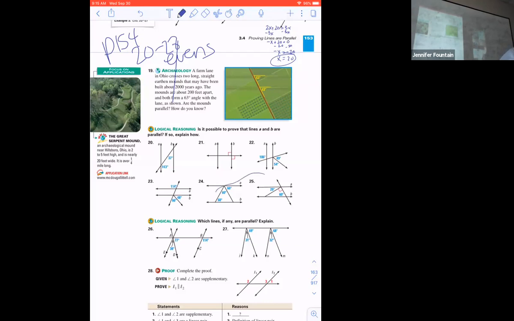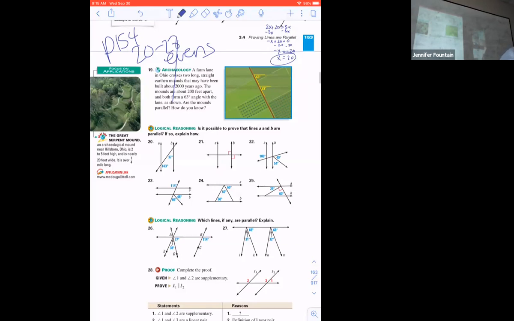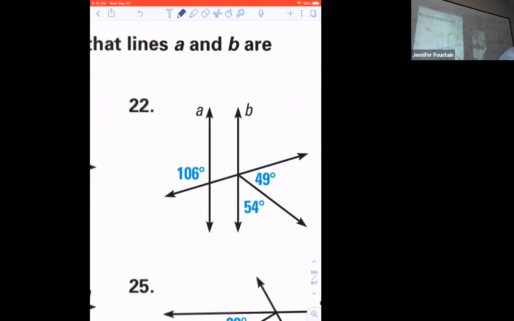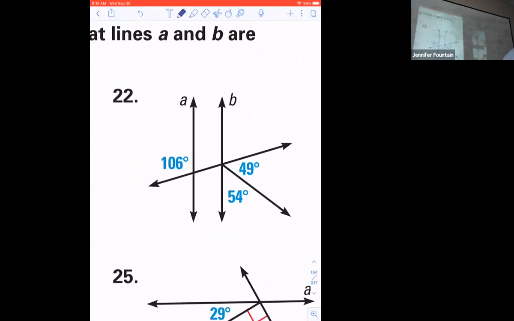Look at these. I've got an angle of 106, an angle of 49, and an angle of 54. Now, what do I know if I were to add these two angles together? Notice that if I were to put these two together, and I didn't even have that, what would I know about this angle and this angle?